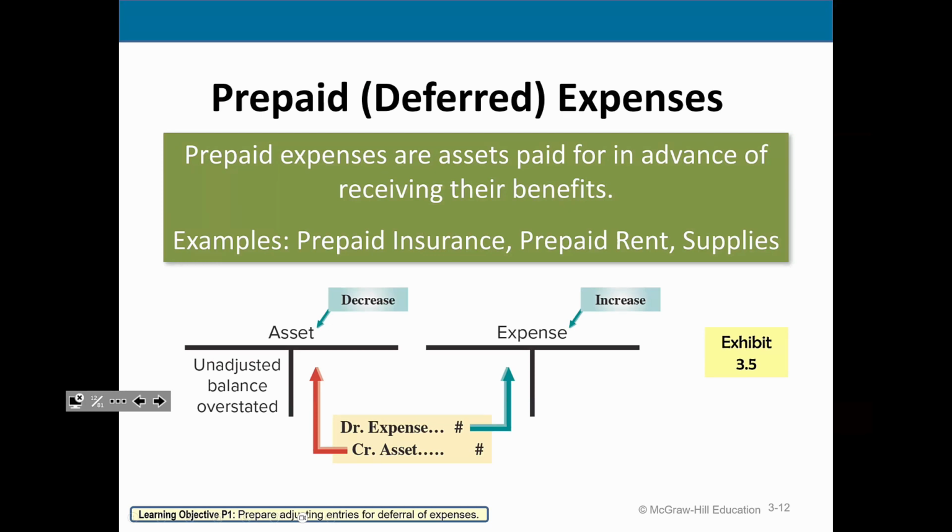And so you're going to have prepaid expenses, such as prepaid insurance and prepaid rent, just like we did in our entry. And you see the asset here is prepaid rent. That's what we did. And then the expense was rent expense. So if you're doing insurance, it would be prepaid insurance, and the expense would be insurance expense.